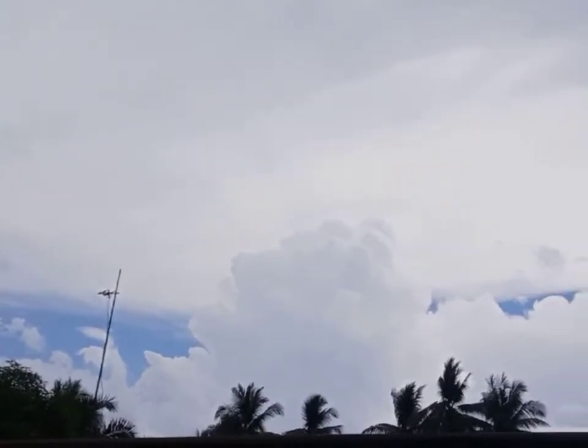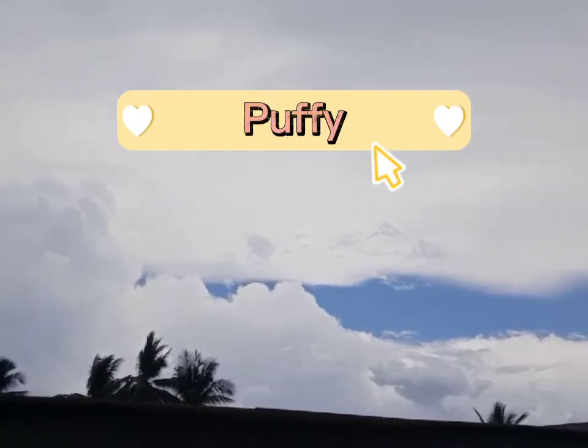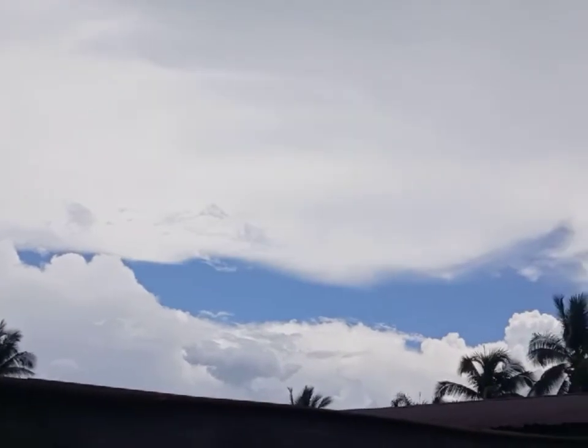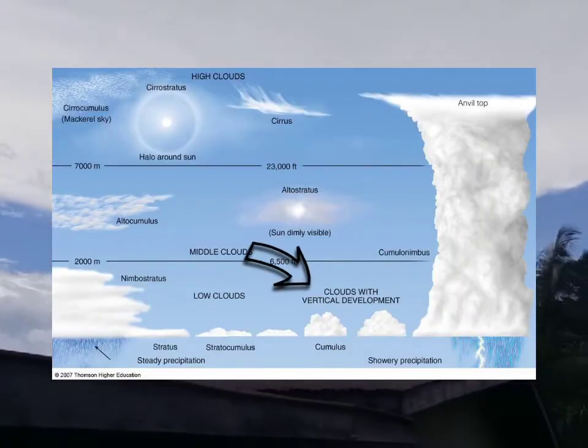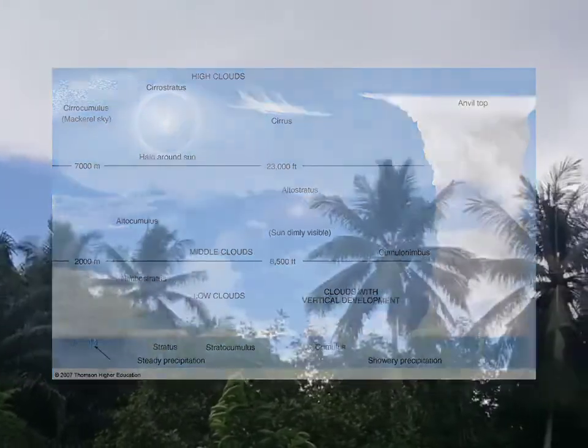The fourth cloud is cumulus cloud. Cumulus clouds are puffy clouds that sometimes look like pieces of floating cotton. Cumulus clouds are low-level clouds, generally less than 2,000 meters in altitude.